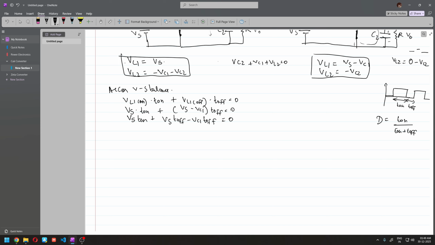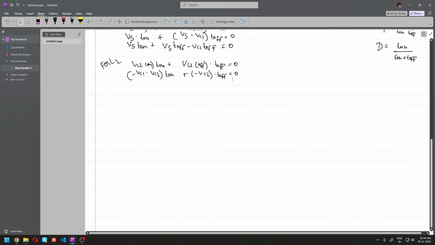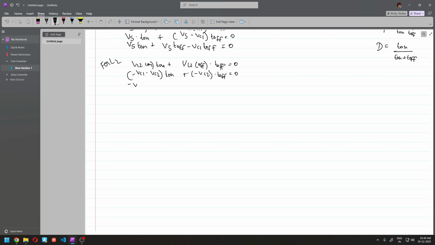So now we have this. Now this is done for the first inductor. Now again we can apply it for the second inductor. Now this was for L1. Now for L2 we can write VL2 in the on state similarly as we wrote before. Now we have this, and just look at the equations again. Minus Vc1 minus Vc2 times T on plus minus Vc2 times T off equal to 0. So we have this now, and similarly just expand the brackets.